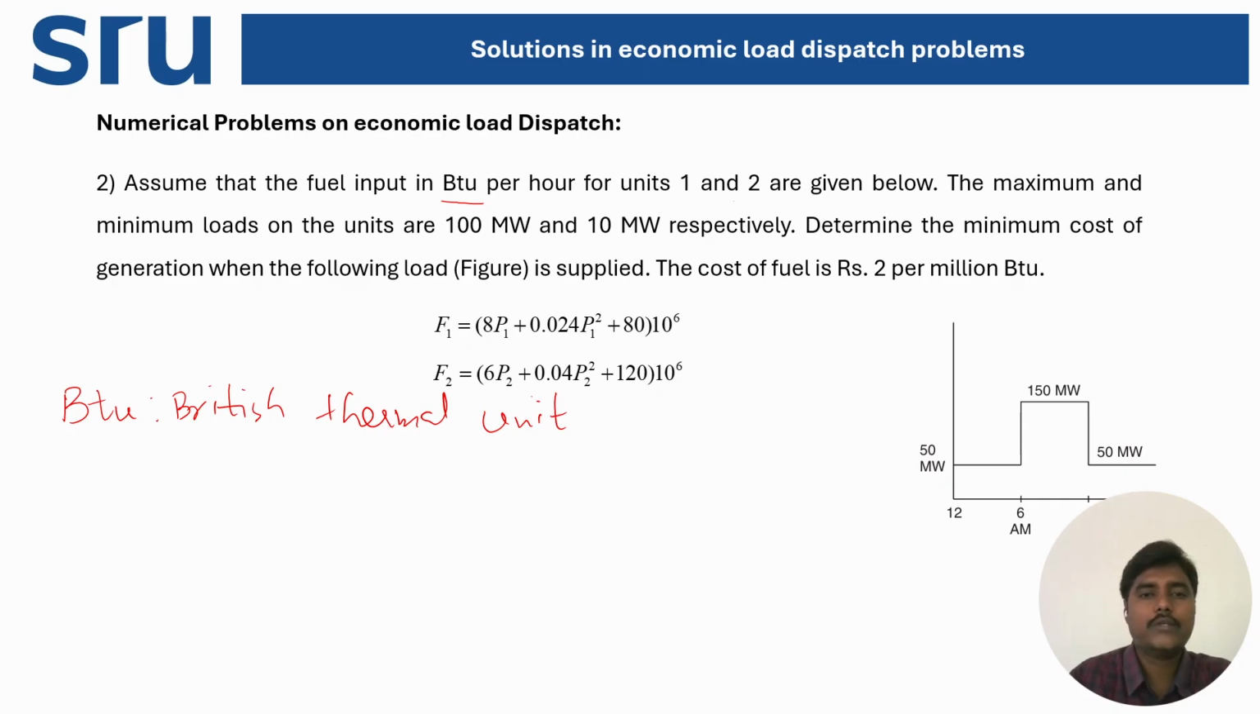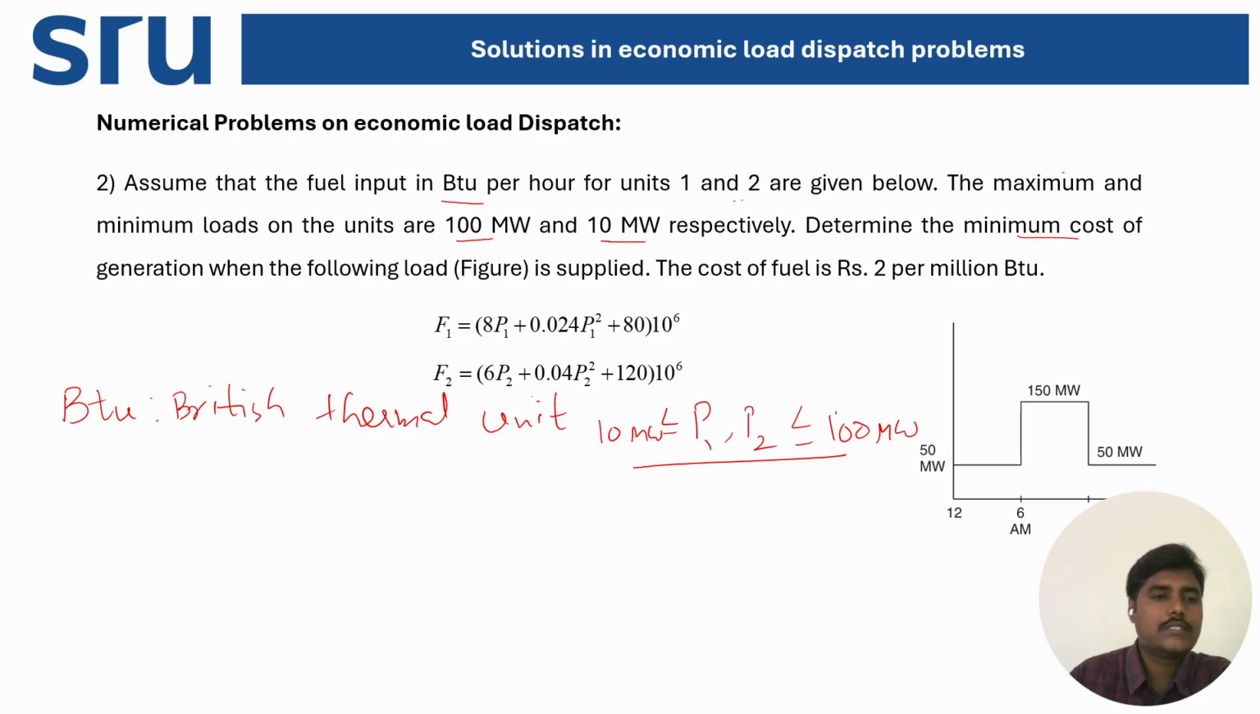Of two units, 1 and 2 are given below here. The maximum and minimum loads on the units are 100 megawatt and 10 megawatt. So that means once you determine the values of P1 and P2, they are supposed to be within the range of 10 megawatt and 100 megawatt. So this is the constraint we have to satisfy.